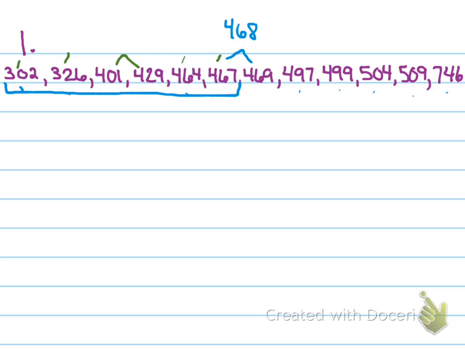So what do you do when you have 2 numbers in the middle for the median? What do you do? Add them and divide by 2. So what's going to be your median? It's going to be 415. So now you've found your lower quartile. Now we need to find the upper quartile. So how do you find the upper quartile?